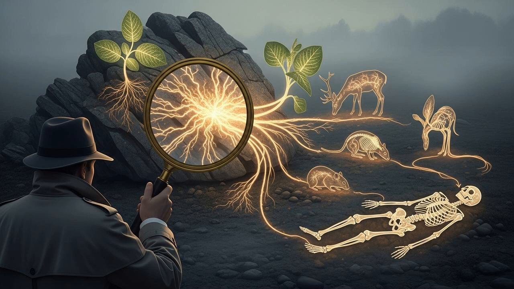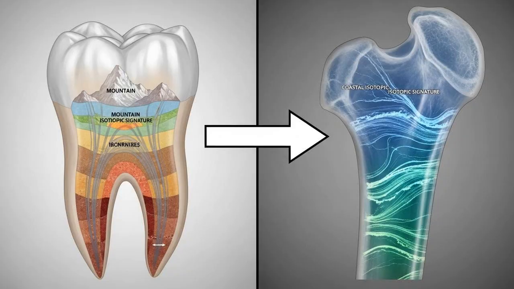Let's start with the geographic detective, strontium. The ratio of strontium isotopes in the ground is determined entirely by the age and type of the underlying rocks. As those rocks weather away, their unique strontium signature gets into the soil, the water, and eventually, the plants and animals. When a person eats local food, that strontium is built into their skeleton. Here's the brilliant part. Tooth enamel forms in childhood and never changes. It's a snapshot of where you grew up.